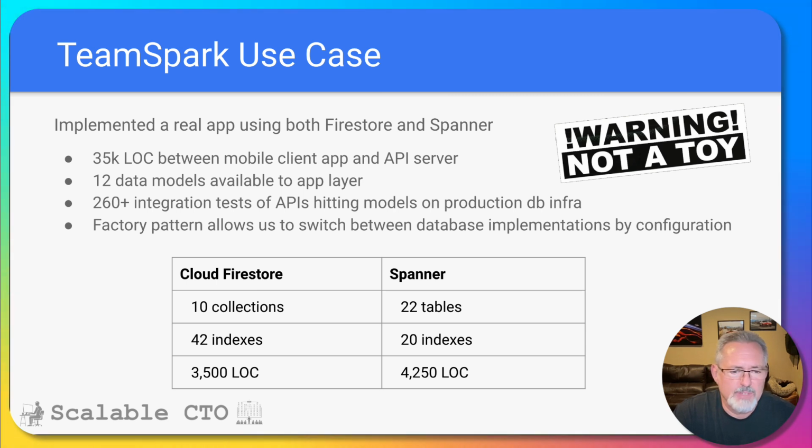So in Firestore, we have 10 collections, 42 indexes, and it's about 3,500 lines of code for the implementation. Spanner is 22 tables, so a little more normalized. It's got 20 indexes. If you counted the primary keys on Spanner, it's 42, so it's basically the same number of indexes, and about 4,250 lines of code. So a pretty similar amount of code to implement both of them. And they're both implemented using the Node.js libraries from Google for the respective platforms.